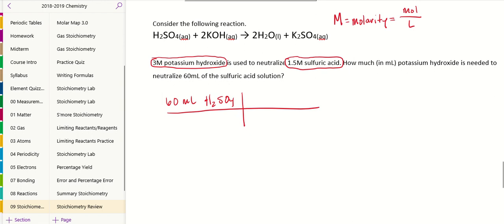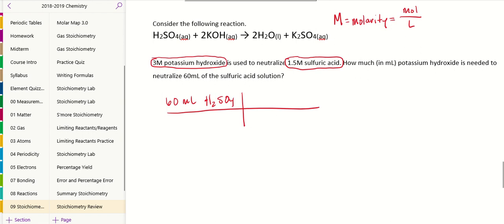So those two units allow you to convert from a unit of volume to a unit of moles, or unit of moles to a unit of volume. In this case, we have a neutralization reaction. We are neutralizing sulfuric acid with potassium hydroxide. Based on the concentration of those two solutions, you will need a certain amount of potassium hydroxide to neutralize your 60 milliliters of H2SO4.